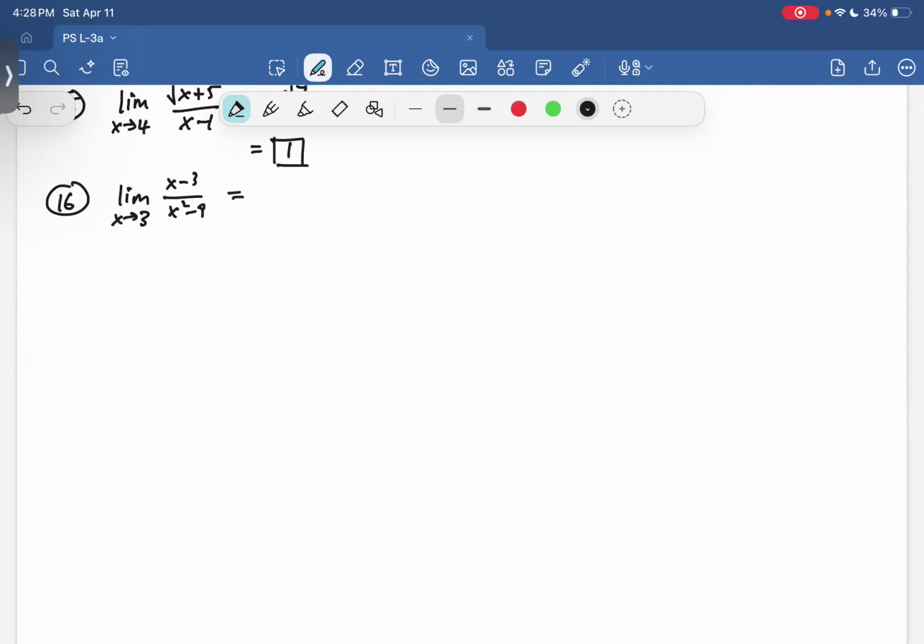For this question, you're going to get 0 over 0 if you do a direct substitution. And so that means we need to factor. The denominator factors as a difference of squares, which cancels with the numerator, leaving us 1 over x plus 3. And now we can plug in x equals 3.